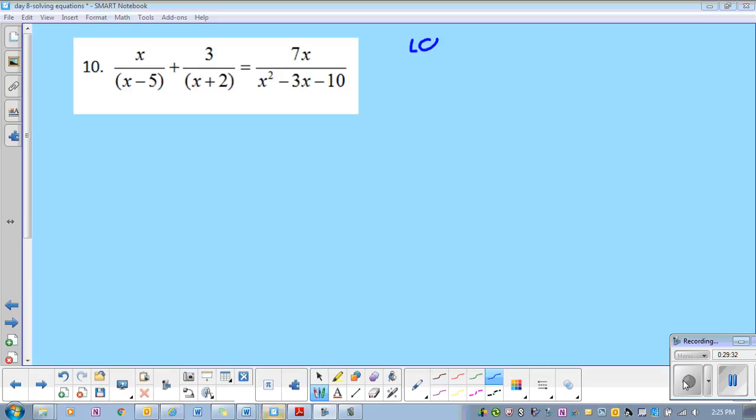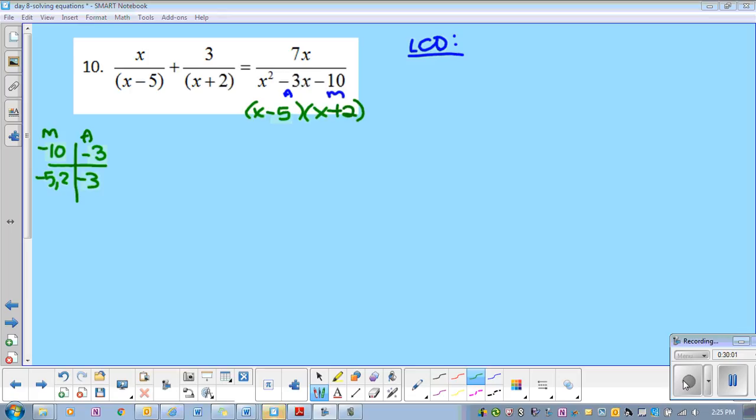Okay, so with this one, we gotta find the LCD. A lot of you guys are like, you gotta factor. Yeah, but look, the only one you need to factor is this last one here. What are two numbers that multiply to give you a negative 10 and add to give you a negative 3? Negative 5 and 2. Thank you, Mitchell. So this is x minus 5, x plus 2.